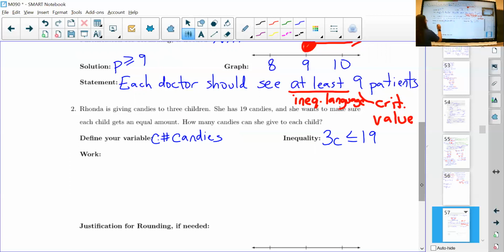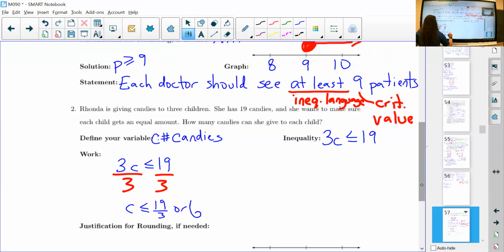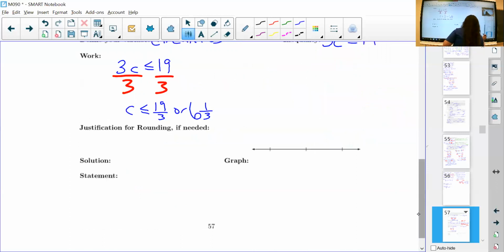So let's do the work. 3C, copy it over, less than or equal to 19. Divide by 3, divide by 3. I get C is less than or equal to 19 thirds, or 3 goes into 19 6 times, so 6 1/3. Okay, so C is less than or equal to 6 1/3. Now I do have to round. I'm probably not breaking up these candies. I guess it depends on what kind of candies you have, but we don't want to break these ones up.